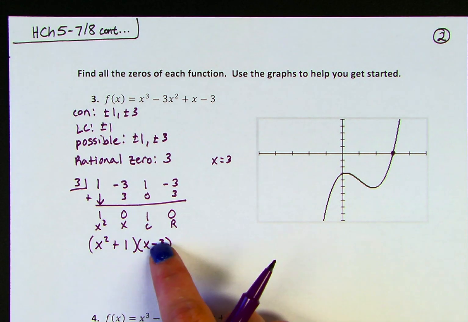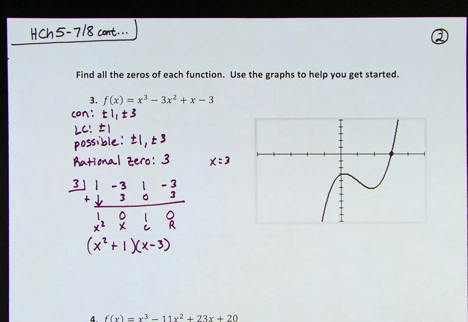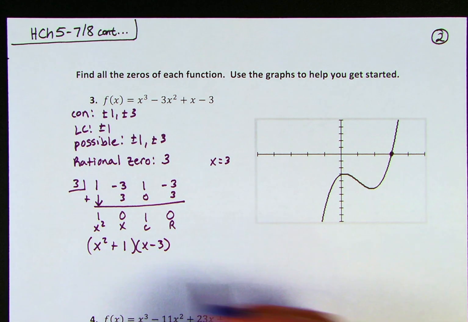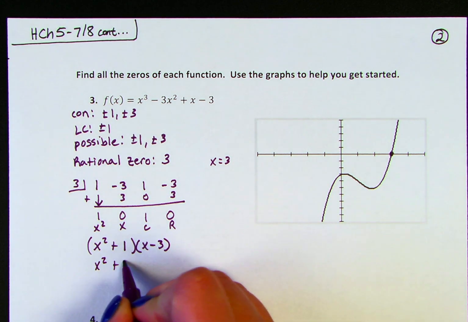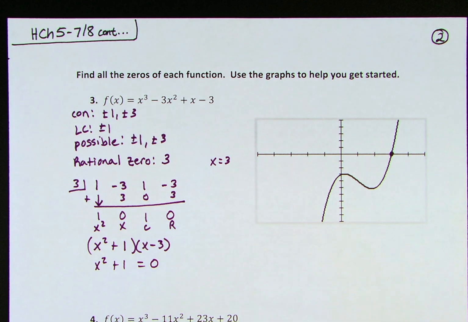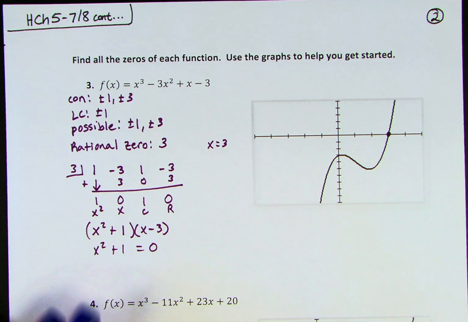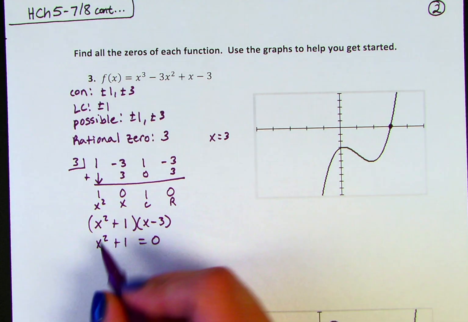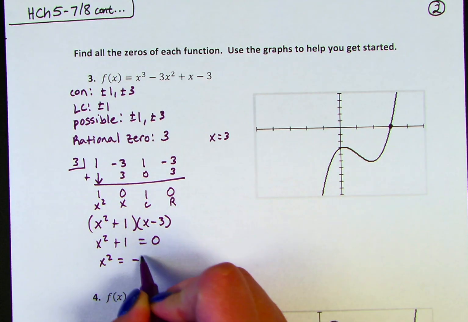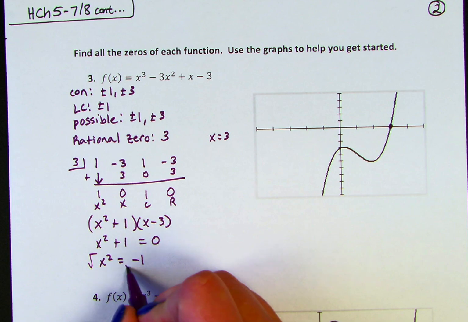Okay, now this part we've already solved. That gives me that 3. So now I need to focus on solving this piece right here. So that x squared plus 1, I'm just going to set equal to 0. Now based on what this equation looks like, determines our next step. So here, because I only have 2 terms, that means that I can just subtract that 1 over. And then I can take the square root of both sides.